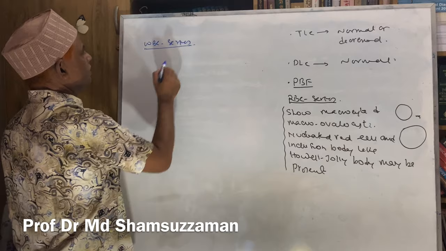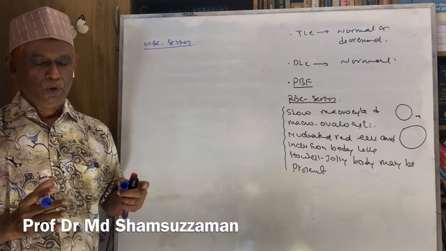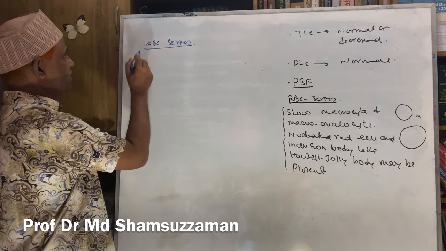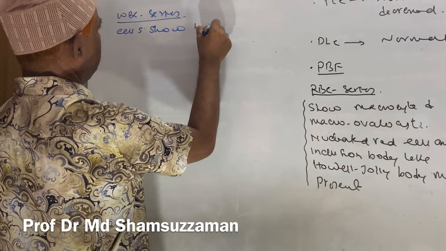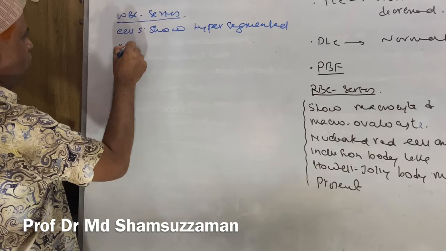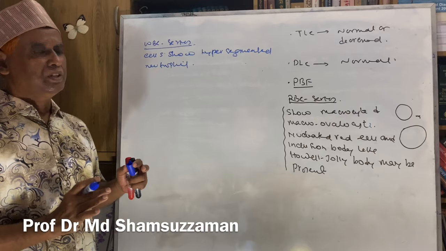The cells of WBC series show normal count or a bit decreased, but there is giant metamyelocyte. WBC series cells show hypersegmented neutrophil.